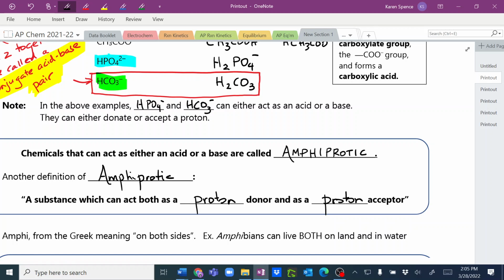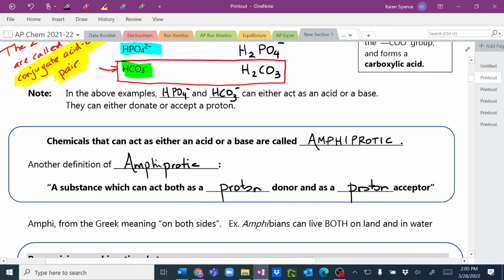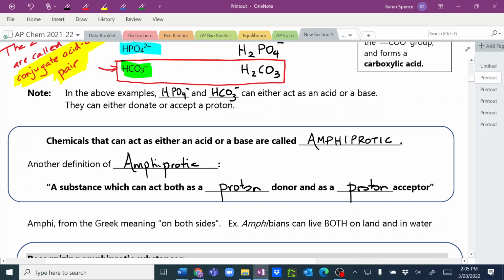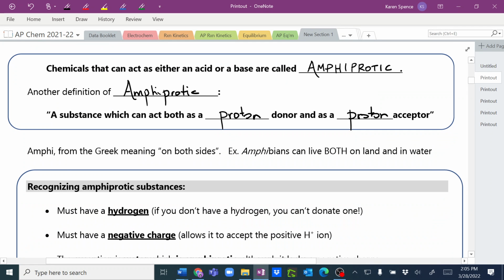Amphiprotic. Did you guys know that Connecticut has 2 T's? No, is it the T's? No, the C's. It's got 3 C's in it. Connecticut. I'm 50 years old. I did not know that till this year. Holy mackerel. I was like jaw to the floor. Anyway.